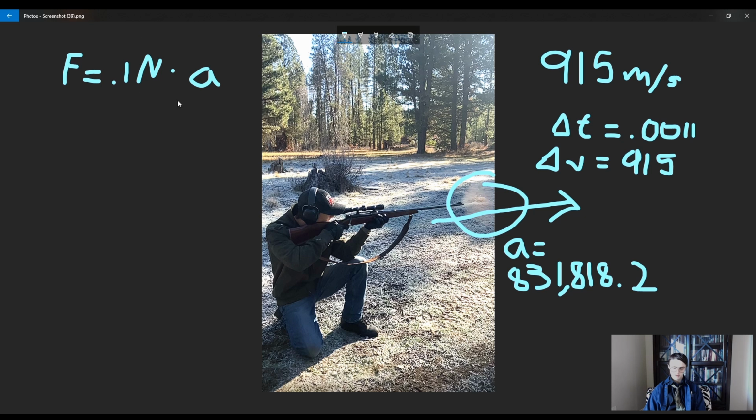Now, we can use Newton's second law to calculate the force acting on the bullet while inside the barrel. Our force F is equal to our mass, 0.1 newtons, times our acceleration, which we can round to 832,000 meters per second squared. This comes out to 83,200 newtons, which is a hefty blow dealt by our expanding gas.